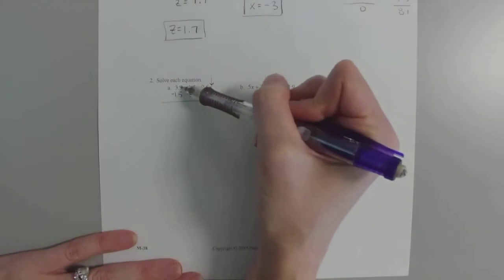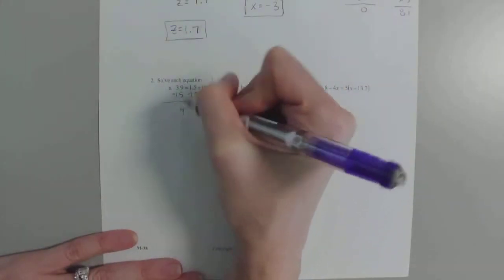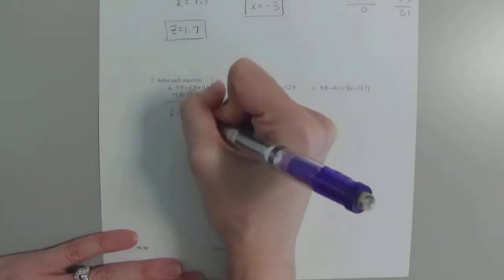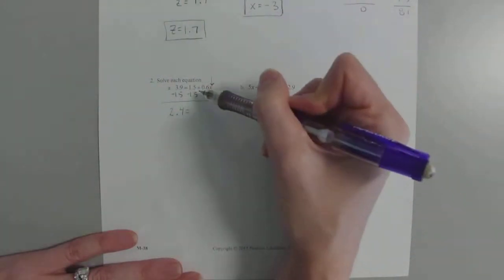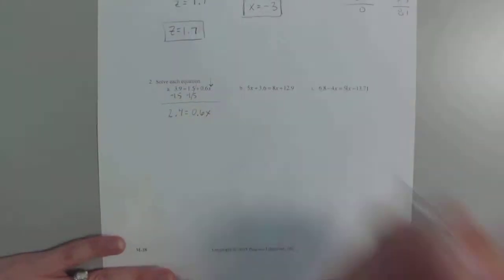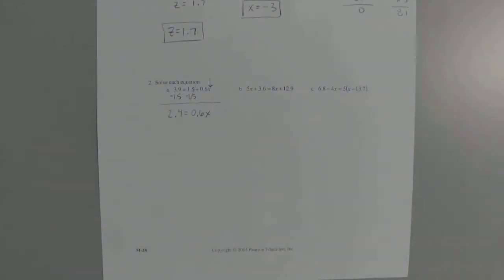Okay? On the left-hand side, we can do that math. What's 9 take away 5? 4. Bring down the decimal. What's 3 take away 1? 2. On the right-hand side, the 1.5's cancel out, and what do we still have? 0.6x. Is that okay so far?